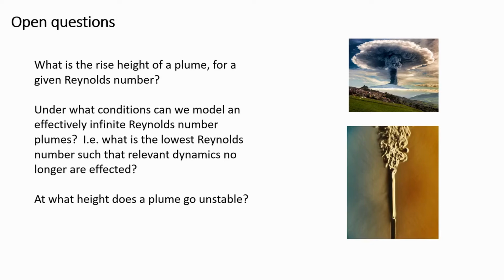And as is often the case in research, we uncovered a further question, which I'll come to later, which is, at what height does a plume go unstable? You can see in the false colour images of a candle that the plume is laminar for a time, and then goes unstable at some height above the plume source.